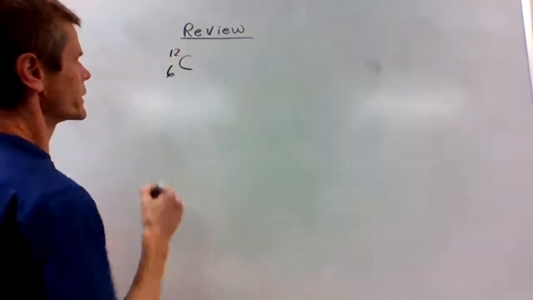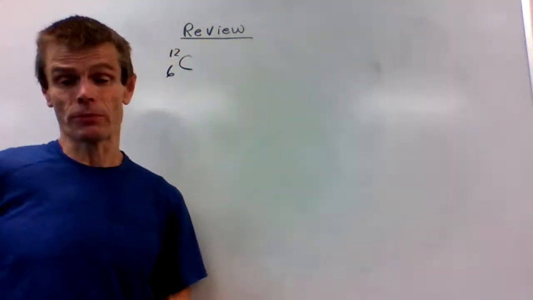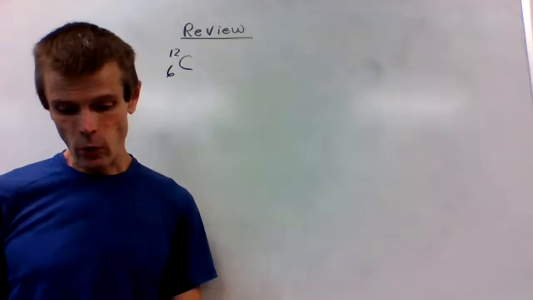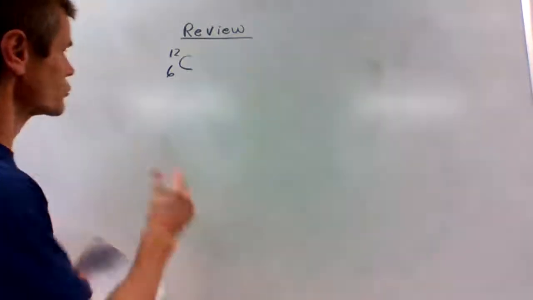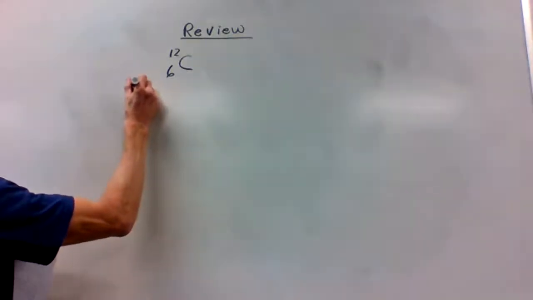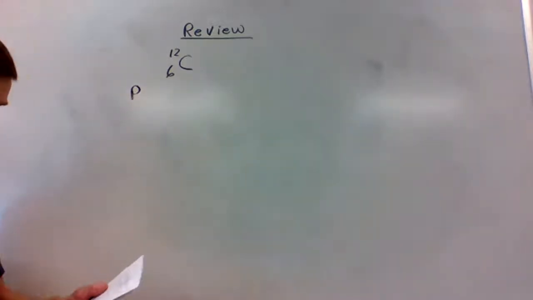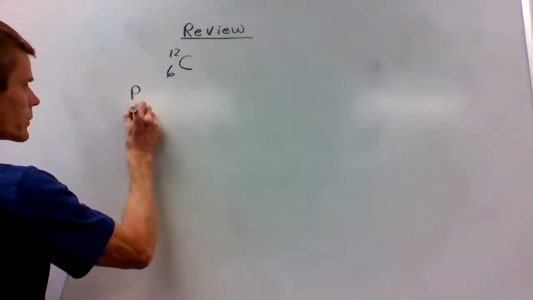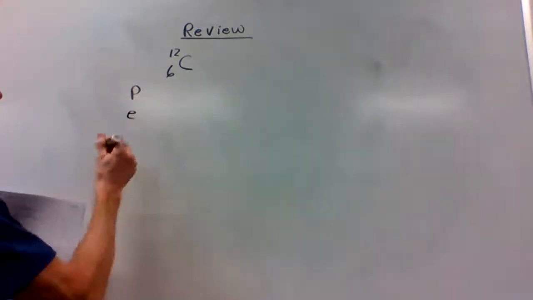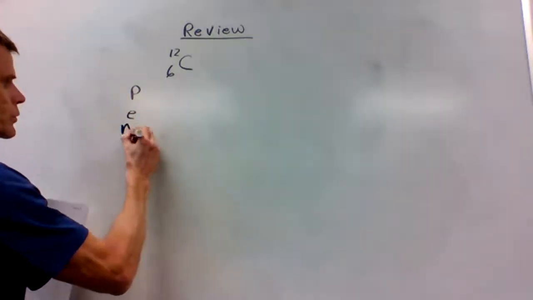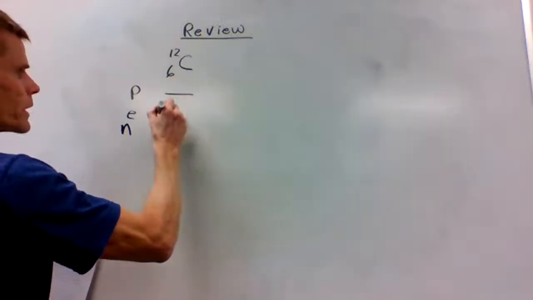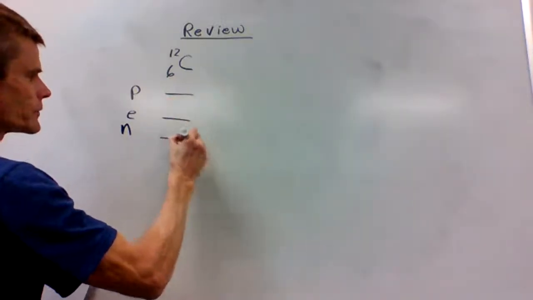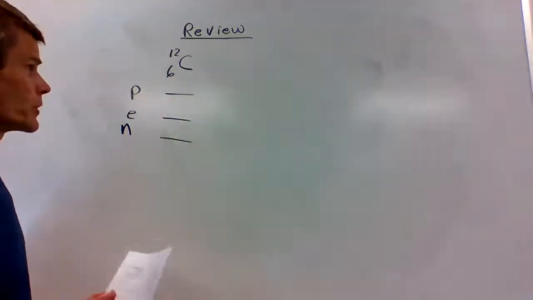And what we're going to do for each of these isotopes that we list, we're going to record the number of protons, and I'm just going to use a P for protons, the number of electrons, and we'll use a lowercase e for an electron, and the number of neutrons, we'll use an N. And we're going to put a line, and we're going to discuss 3 different isotopes.